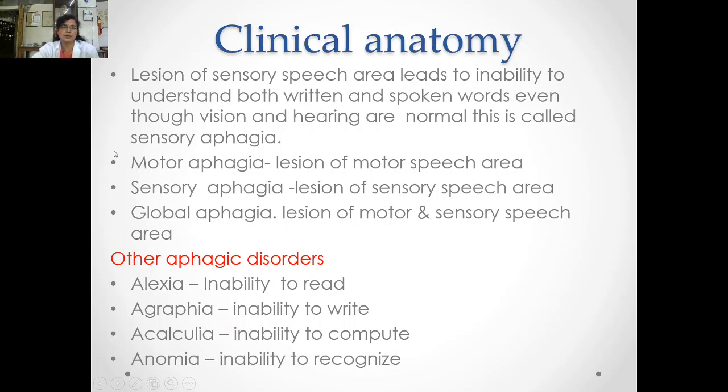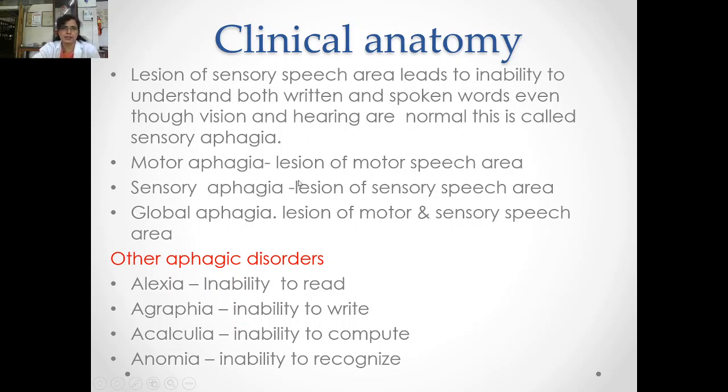Then motor aphasia. This means a lesion of the motor speech area, and in this the person can understand written words. He can read and understand the meaning of the written words. He can hear spoken words and understand their meaning, but he cannot produce speech. That means the person wishes to produce speech, wants to talk, but is unable to talk or produce expressive speech because there is damage to this motor speech area, and that is motor aphasia.